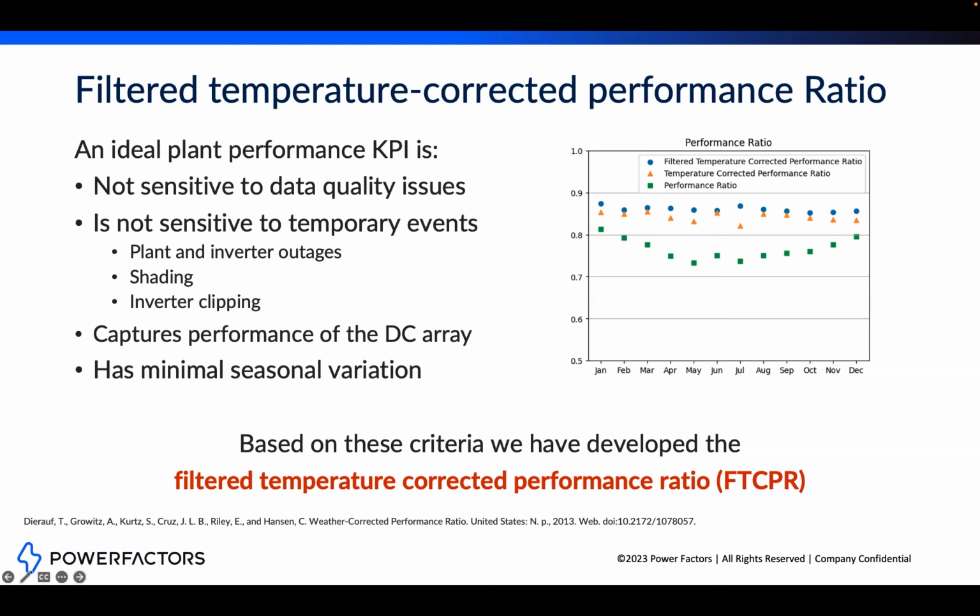So once these intervals are removed, you can see the data gets even flatter in the blue data points. So this makes it an ideal KPI for diagnosing possible DC field underperformance issues like soiling or snow. So I'll get into the details of that later.